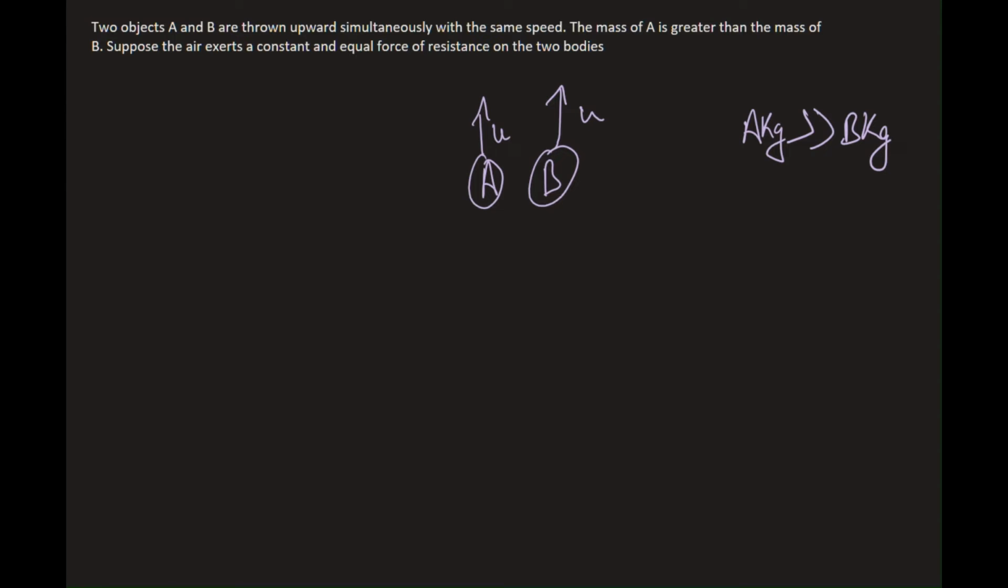So basically, what we have in the options is: the two bodies will reach the same height; A will go higher than B; B will go higher than A; any of the above three may happen depending on the speed with which the objects are thrown.